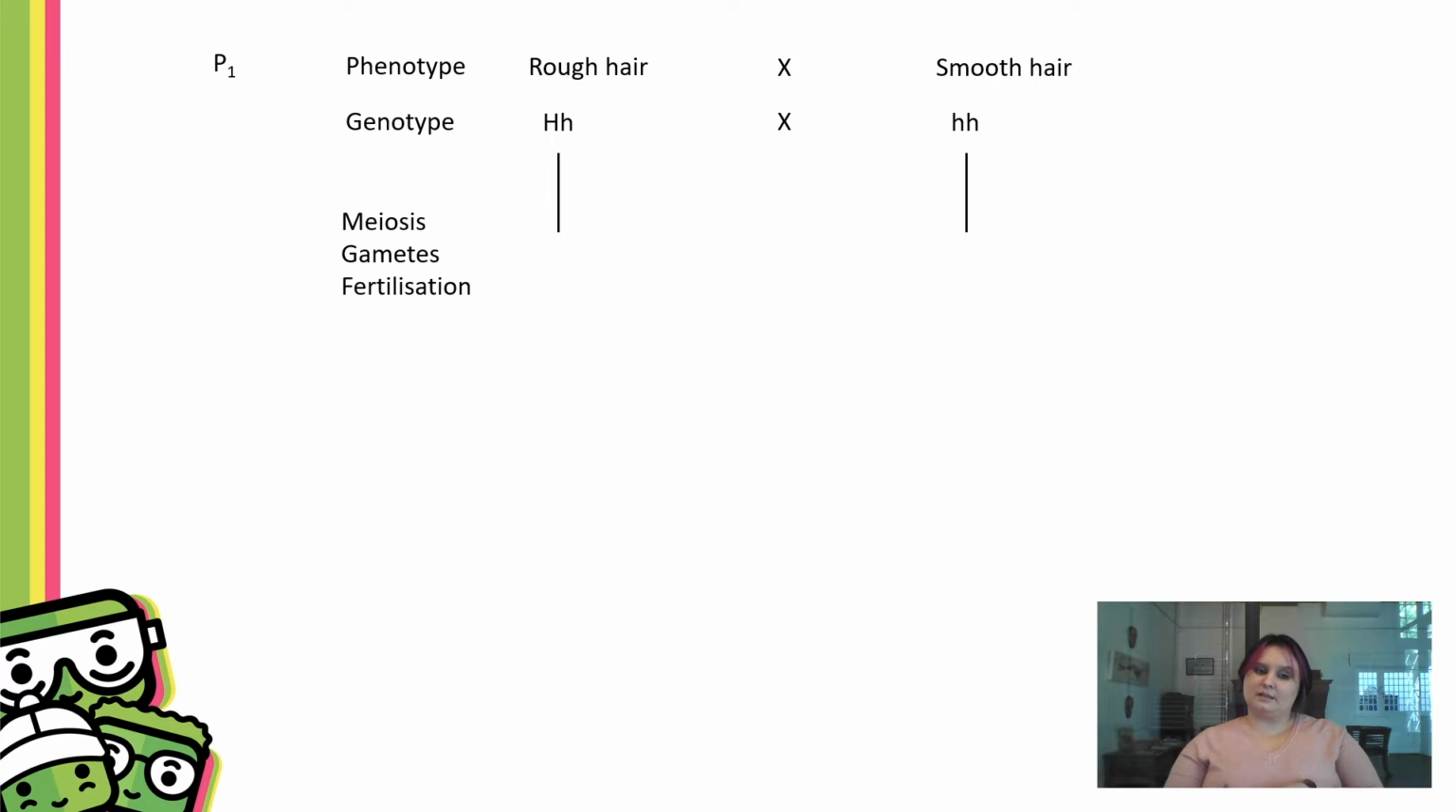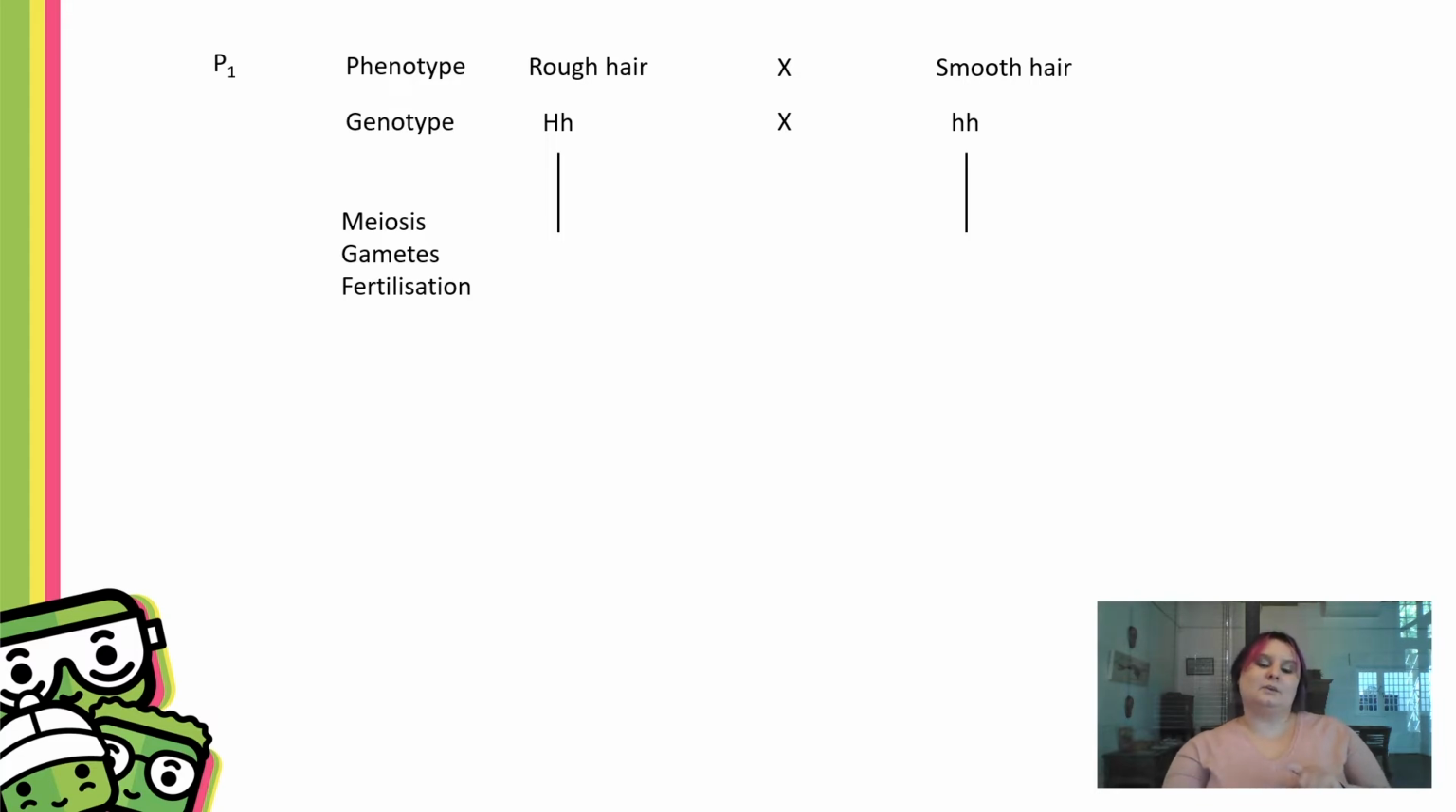All right, so we've already got a couple of marks here. We got a mark for saying P1, a mark for giving the phenotypes of the parents, a mark for giving the genotypes of the parents, and we also get a mark for writing meiosis, gametes, and fertilization. So 4 marks already. Sure, we can do this, guys.